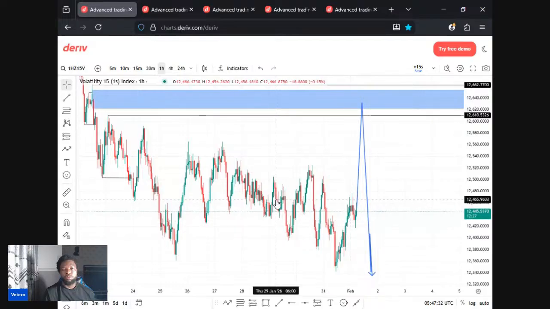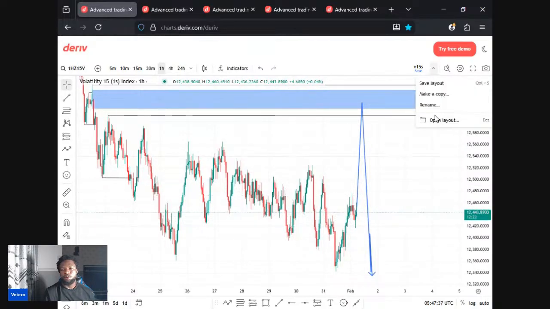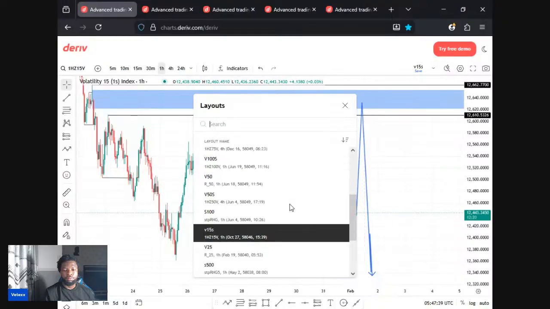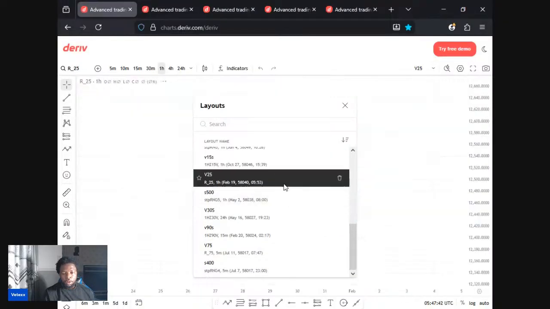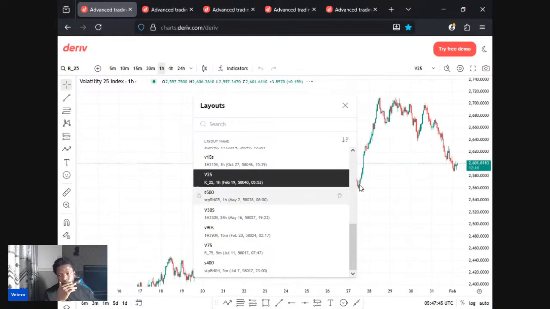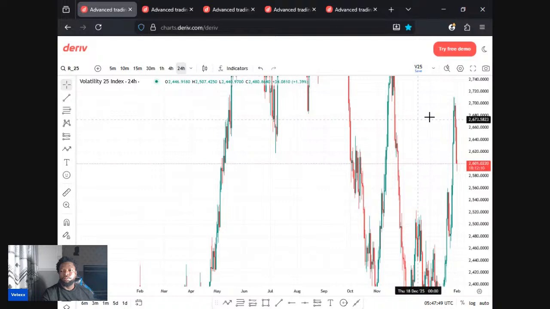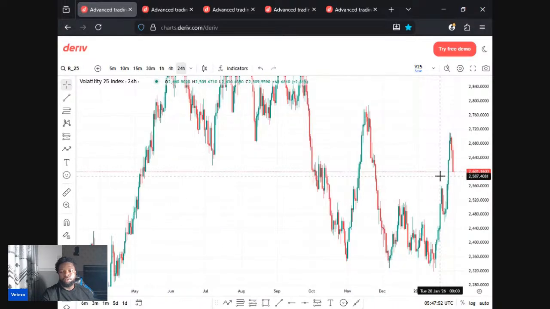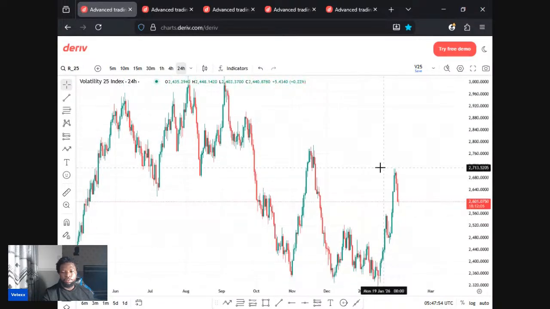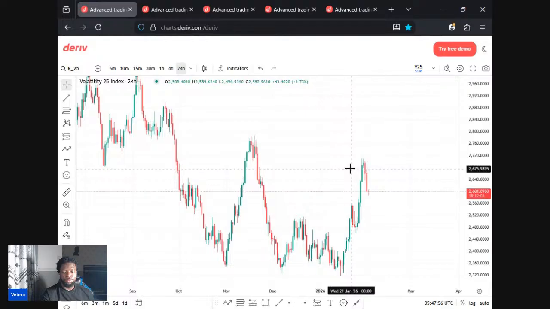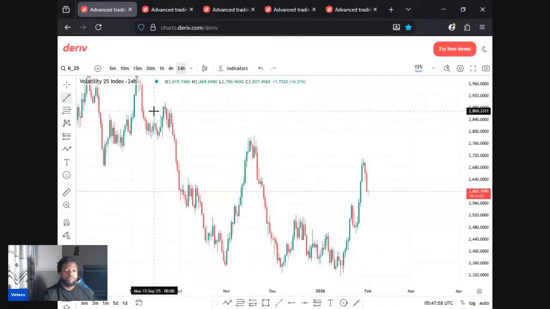Okay. So that's what we have on V15s. Let's check the next pair, which is V25. What do we have on V25? V25 has been bearish on the weekly time frame. It's trying to sell on the 24-hour. So we have this PY on the 24-hour. This is the 24-hour.